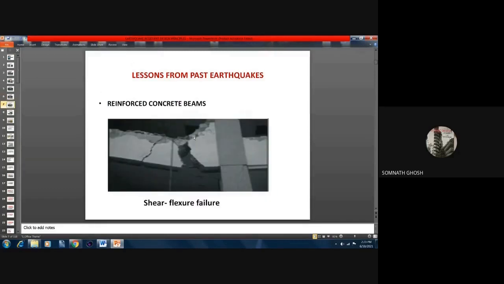Now you see this is shear flexure failure. That means there is a problem of shear. Let's suppose adequate stirrups are not there. But at the same time, there are no sufficient longitudinal bars. Then also this is possible. Then it is a shear flexure failure.